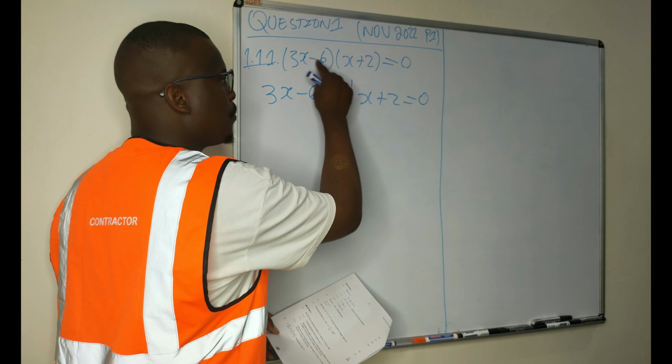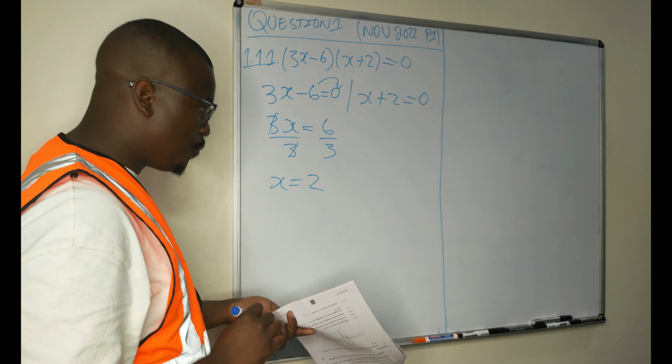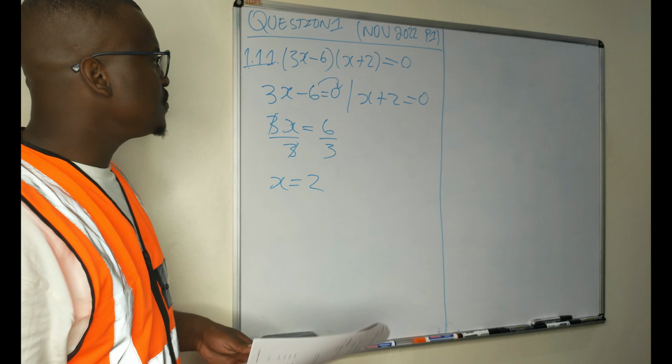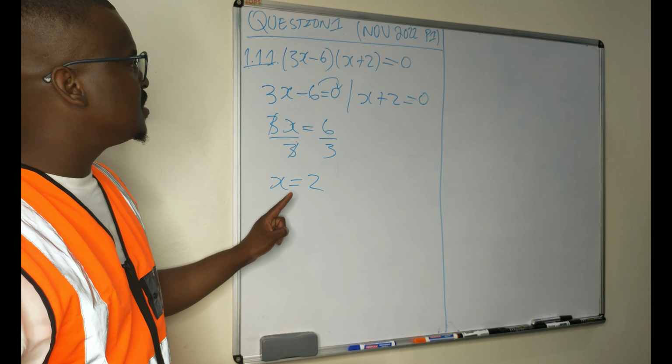So we want the values of x such that the product of these two brackets is 0. For this part to be 0, you must find the x value such that this bracket here is 0. So you transpose this to the side. 3x is equal to 6, divided by 3 on both sides, your x is equal to 2. So what this tells you is that for this bracket to be 0, your x should be 2.